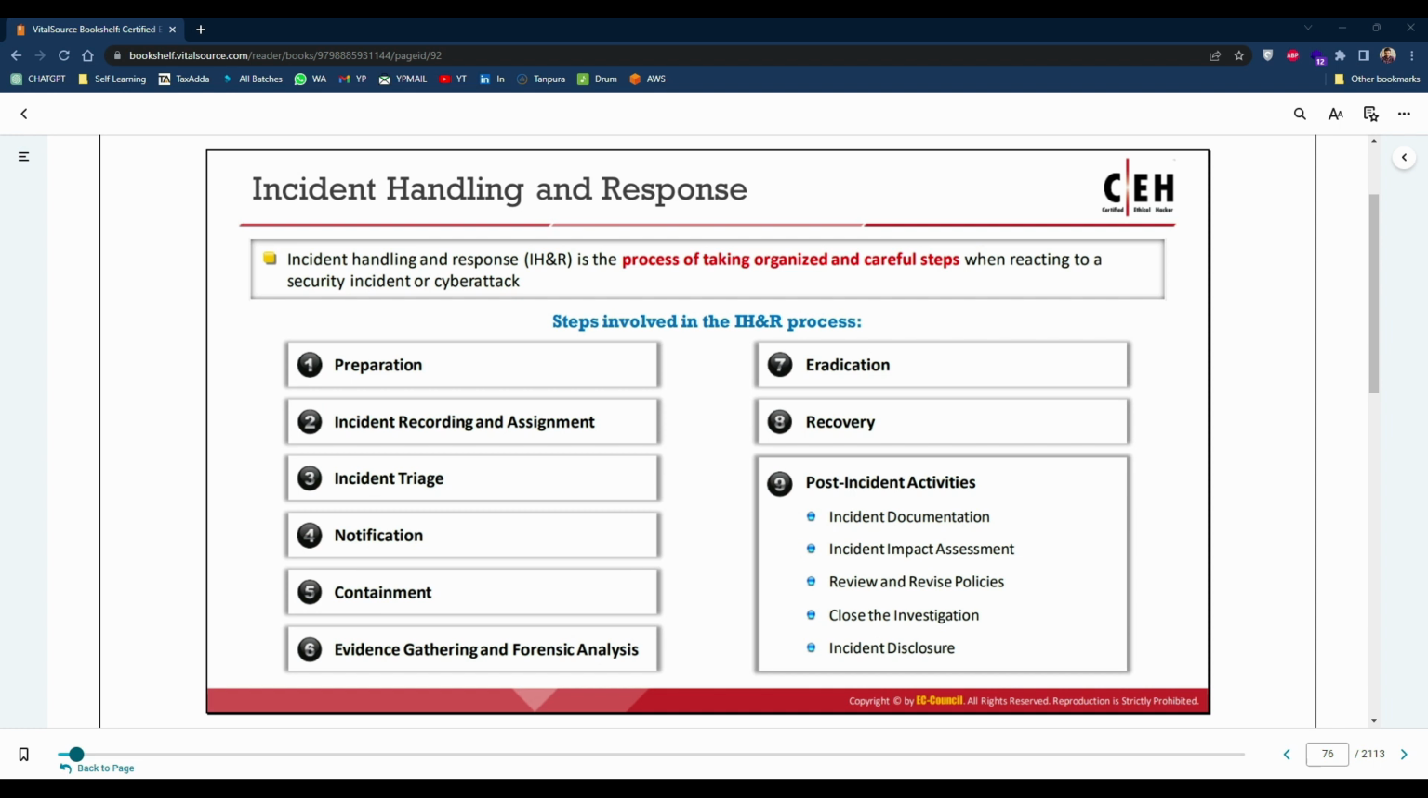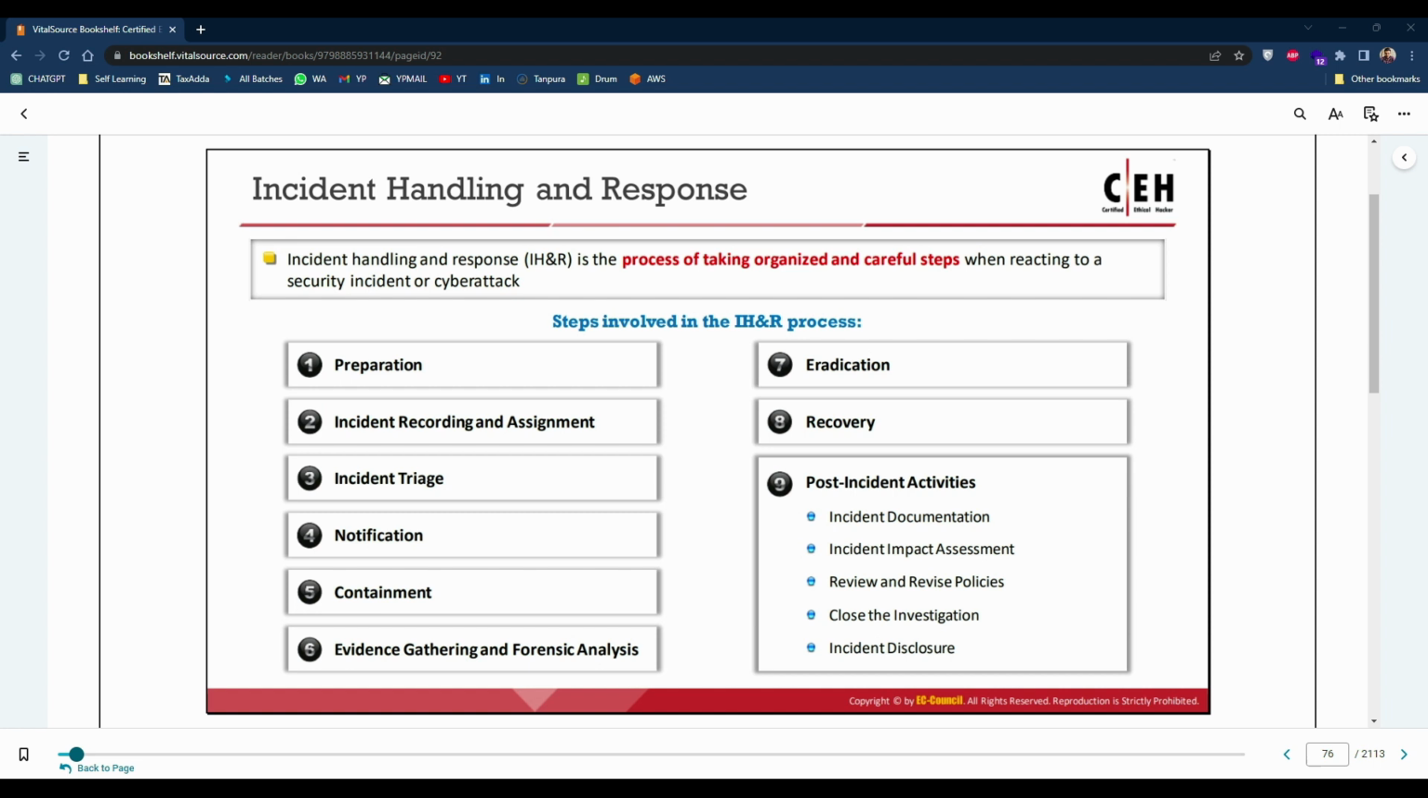So the incident handling and response process is important to provide a focused approach for restoring normal business operations as quickly as possible after an incident and with a minimal impact on the business. So this is the incident handling and response process. So there are some processes, right, in the incident handling and response process?